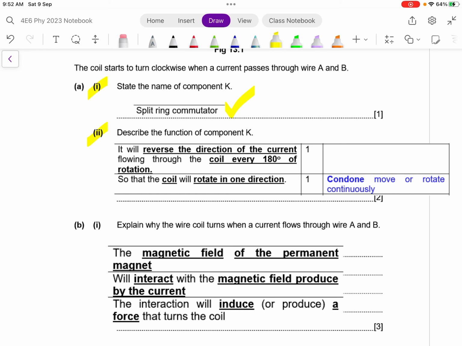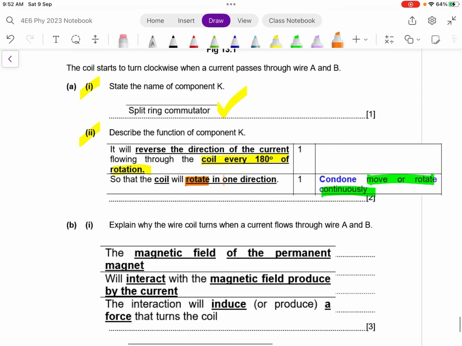Some of you forget to mention the frequency at which the current reverses its direction. For this time round, we condone, that means it is actually wrong, but we still give you the mark. Try not to say move continuously or rotate continuously, but instead tell us that the motion is about rotation and it is about going in one direction. You can say one direction continuously, but emphasize the one direction.